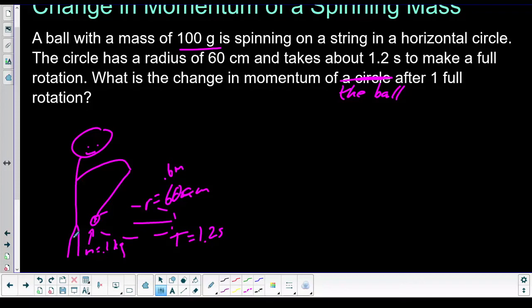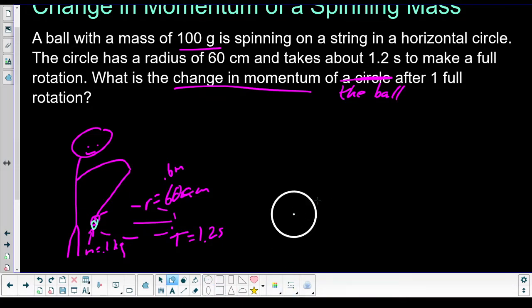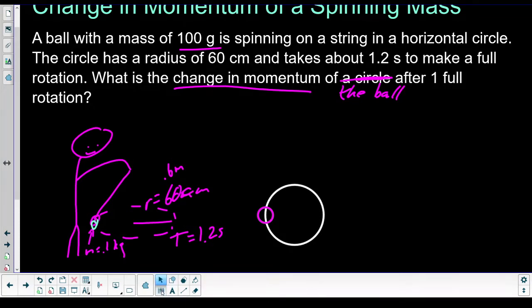Right? So we want to know, what is the change in momentum of this thing once it goes in a full circle? It goes all the way around, and now it's coming back, and it's there again. Okay, let's look at maybe a top-down view of our situation here. Here's our circle, and then here is our ball.